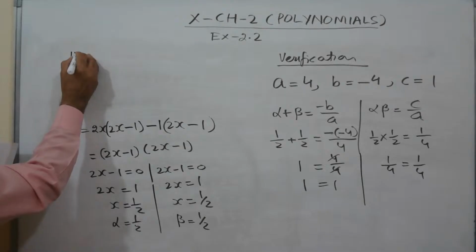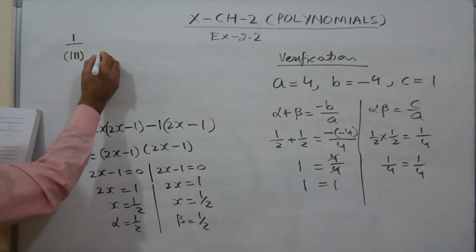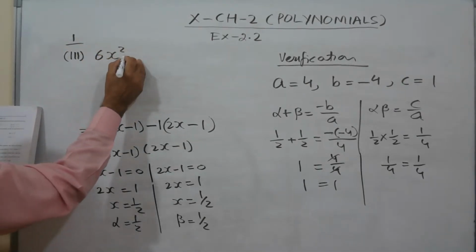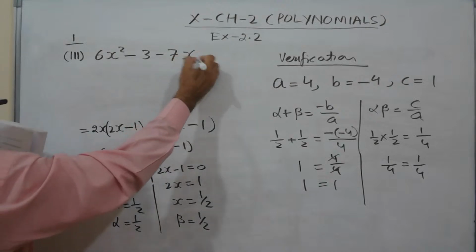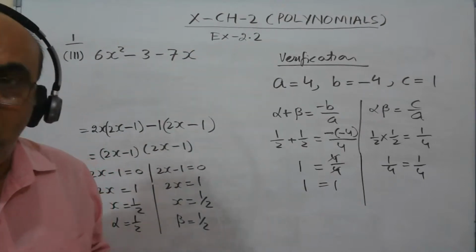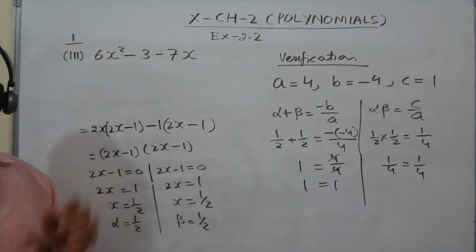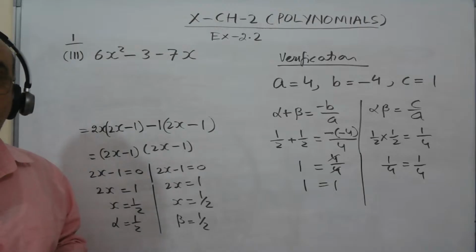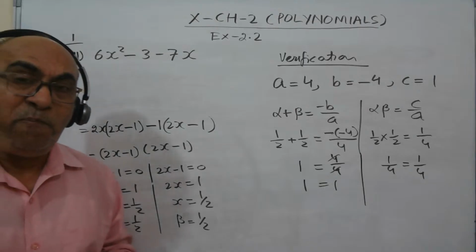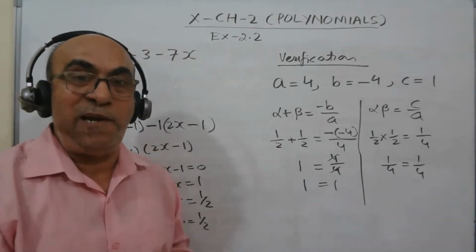Third bit of question 1. This is 6x squared minus 3x minus 7x. So what should I do here? No, it is not in standard form.